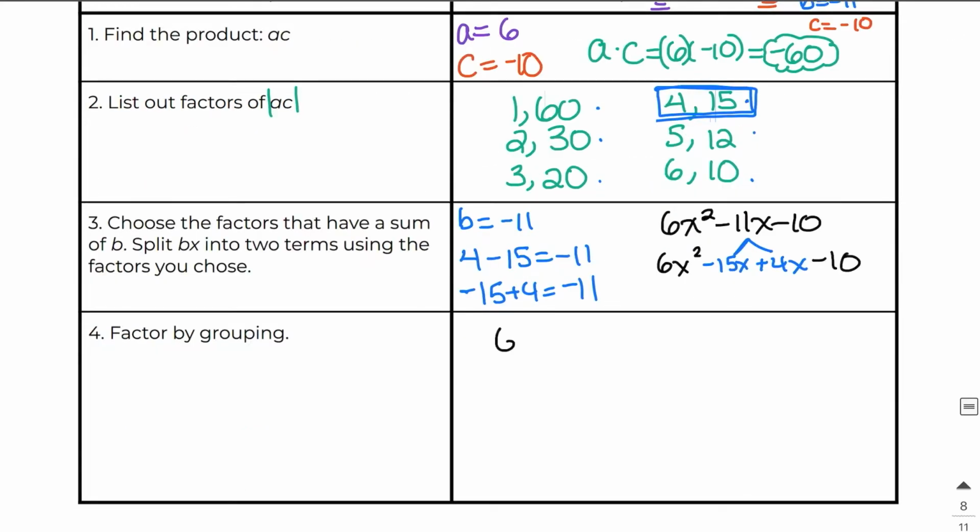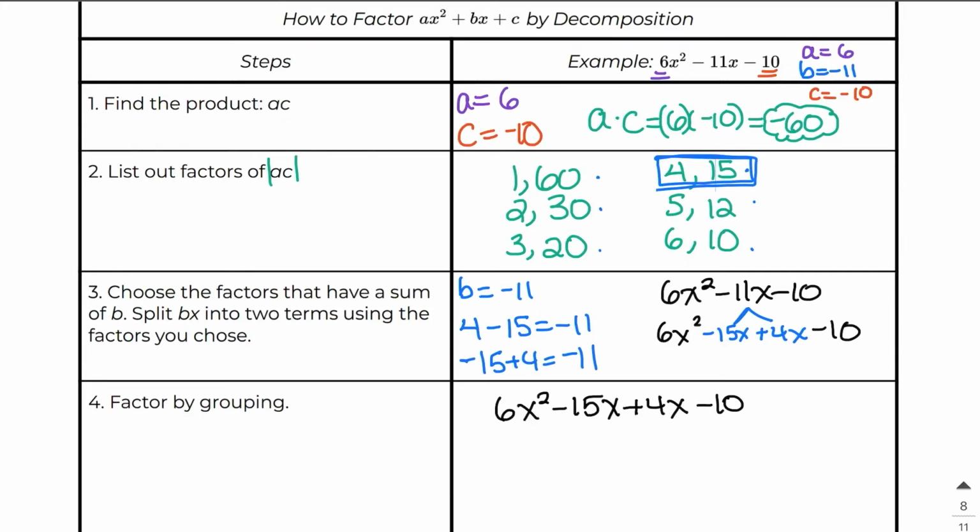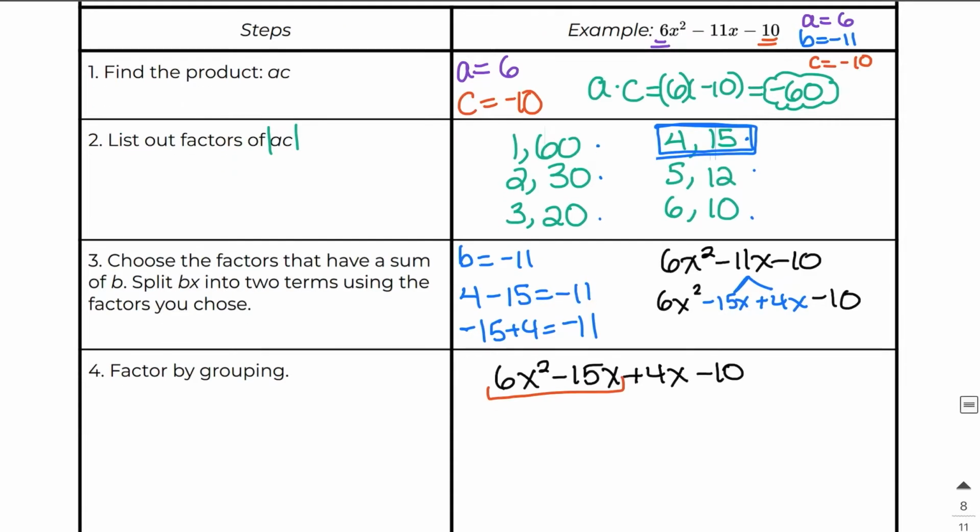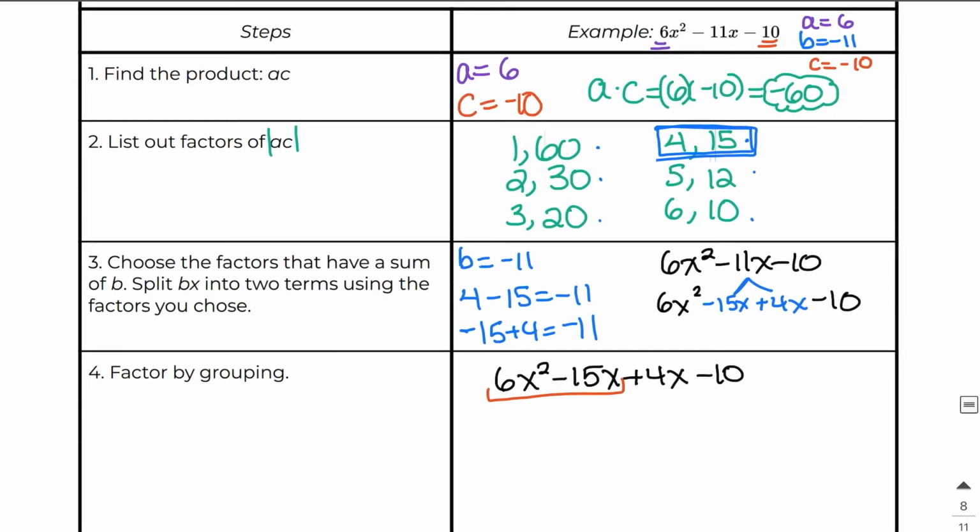Now that I've done that, I can just factor by grouping. My first group is 6x squared minus 15x. 6 and 15 are both divisible by 3, and they have an x in common. When I factor that out, I get 2x minus 5. Then in my second group, I have 4x and negative 10. The leading coefficient is positive, so I'm going to factor out a positive value. 4 and 10 are both divisible by 2. They don't have any x's in common. I have 2x minus 5 left over.